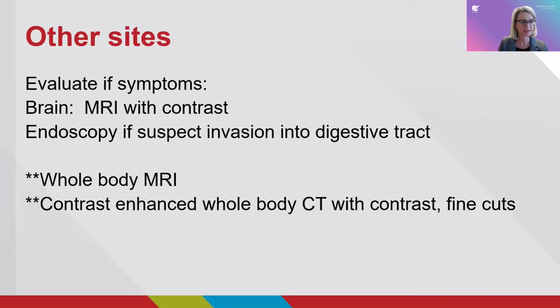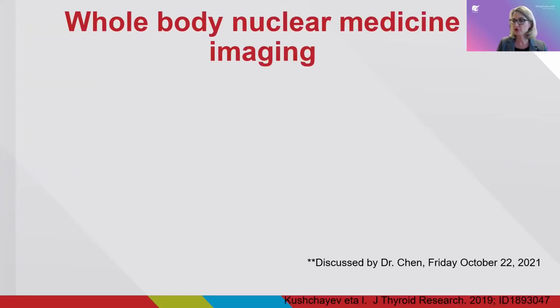What about other sites? Well, if somebody's having symptoms that make you suspect brain involvement, then MRI with contrast is the best way to take a look at that. And if there are symptoms in the GI tract that you can't really evaluate with an abdominal scan, sometimes you need a scope or an upper endoscopy to look directly at the stomach or the GI tract. And as I mentioned, there still are whole body MRIs and whole body CTs that some institutions will offer. So what about whole body nuclear medicine imaging?